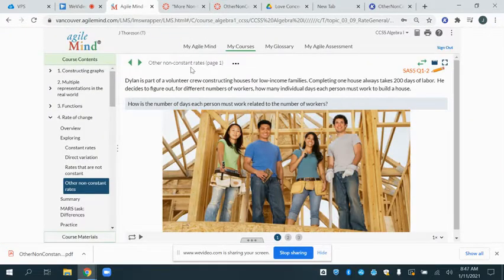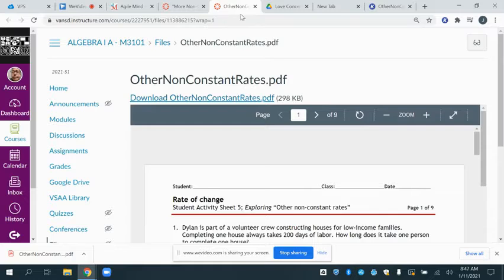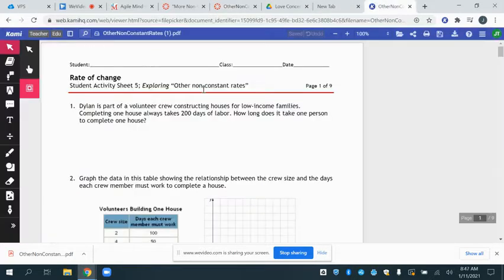All right, so you should be able to see this. I'm sharing my screen. This is the assignment. It's called Other Non-Constant Rates or More Non-Constant Rates, which is the assignment name. It looks like this. I've already downloaded it and reopened it in Kami, and it looks like this.